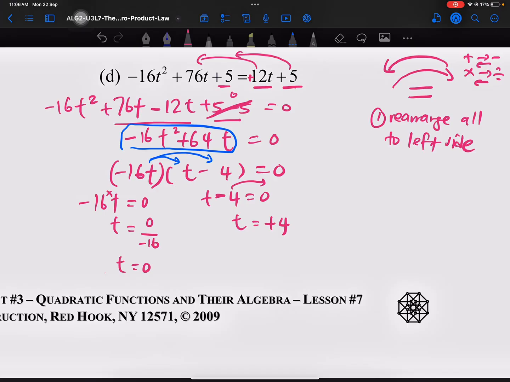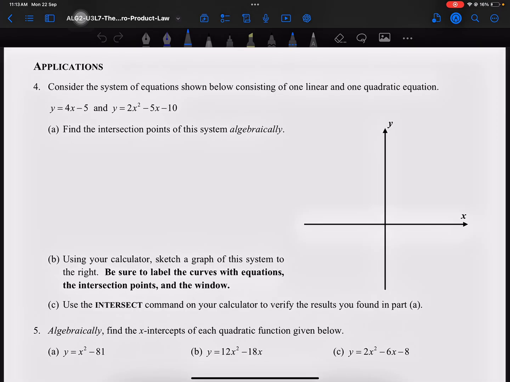Okay, now I have two equations. We have a straight line, and the other one is a parabola. So we want to find the intersection point. That means we need the x, y values that make both equations true at the same time.